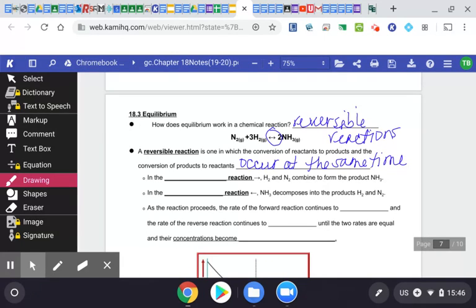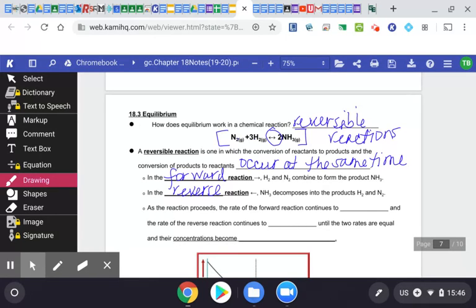So in this reaction that we see here, we have nitrogen and hydrogen gas combining to form ammonia, which is the NH3, and we also have ammonia decomposing or breaking down to form nitrogen and hydrogen gas. In the forward reaction, which is the traditional way of looking at a reaction, hydrogen and nitrogen are combining to form the product of ammonia. In the reverse reaction, ammonia is decomposing into the products of hydrogen and nitrogen.